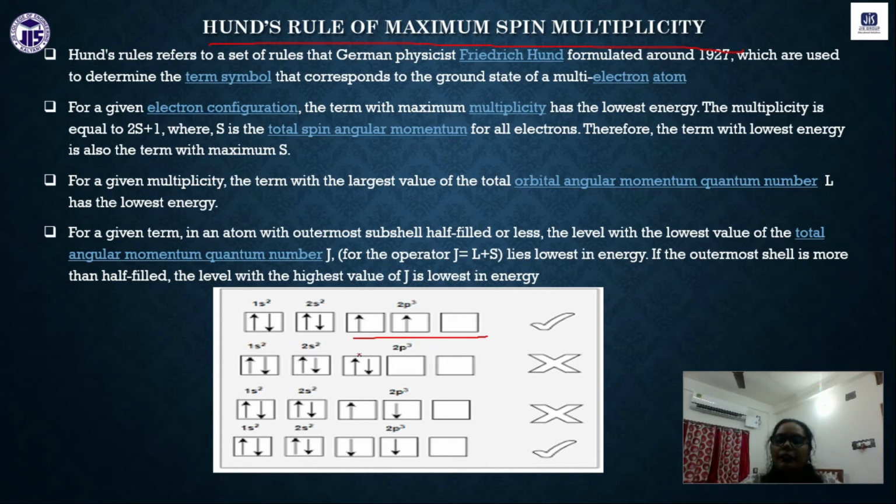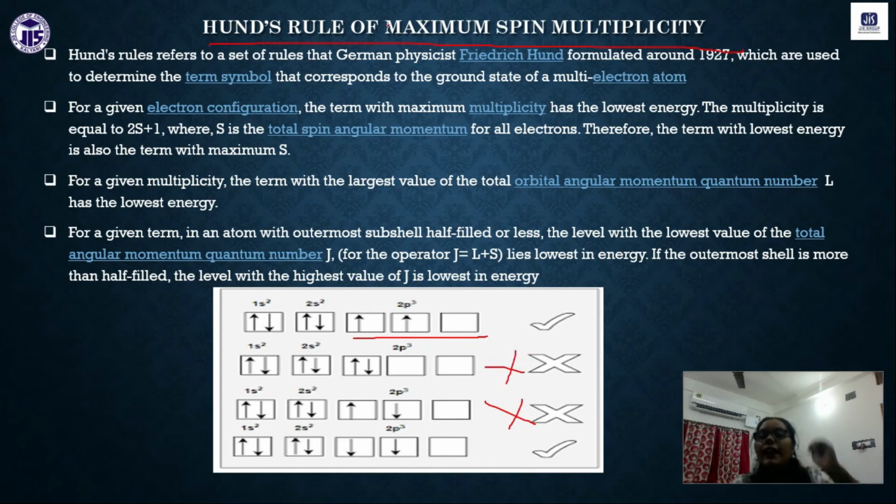If we have two electrons, 2p2, we can write it in different ways. We can accommodate these two electrons in a px orbital, or we can accommodate one electron with one spin here and another spin here, or we can accommodate them in another way. So this cannot happen.